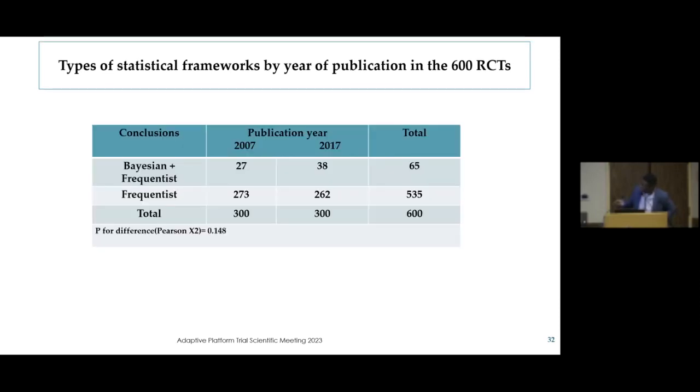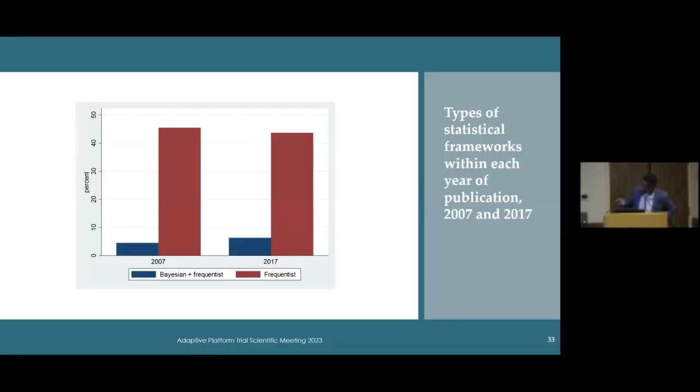So these are just the numbers within each year. What did we see? In 2007, you can see that the direction is the same. Bayesian statistics is lower compared to the frequentist. The same thing also here in 2017.